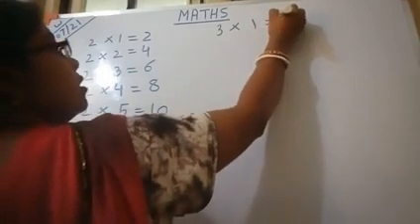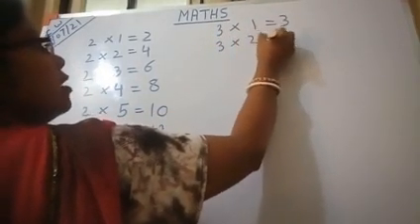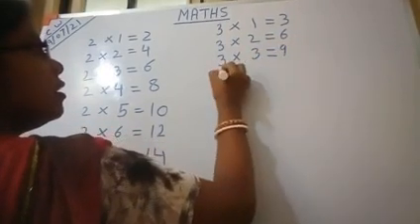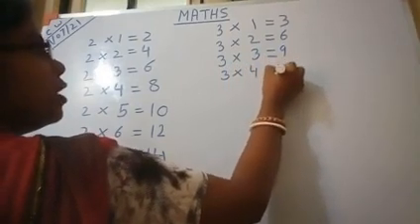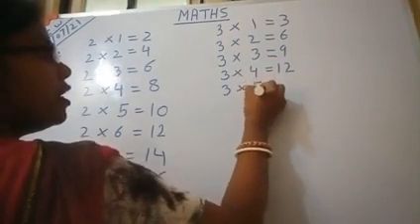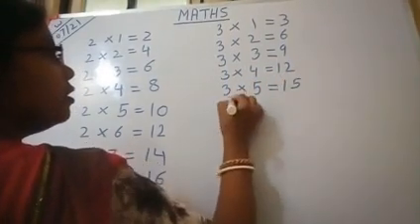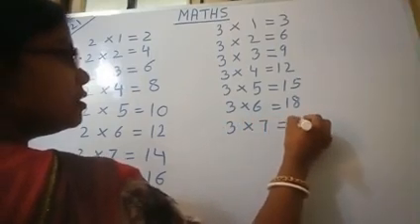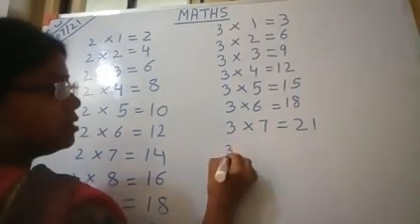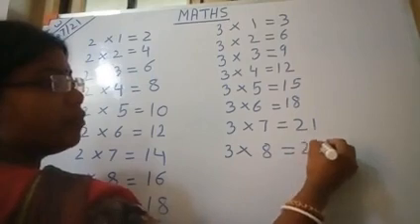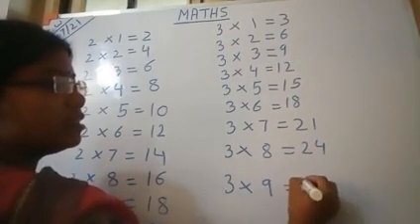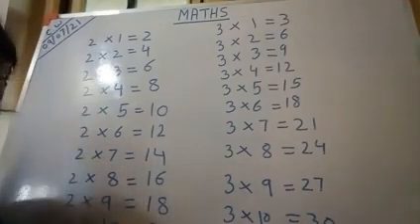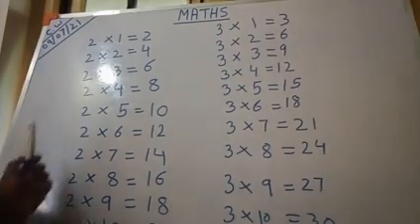3 ones are 3. 3 twos are 6. 3 threes are 9. 3 fours are 12. 3 fives are 15. 3 sixes are 18. 3 sevens are 21. 3 eights are 24. 3 nines are 27. 3 tens are 30. So, this is the 2's table and this is the 3's table.